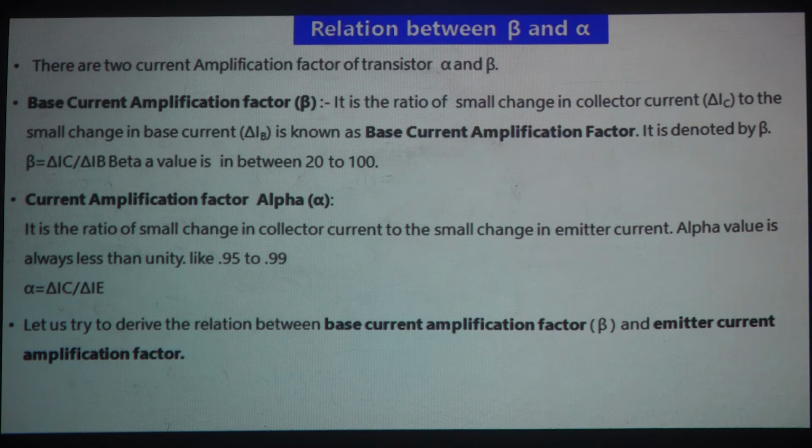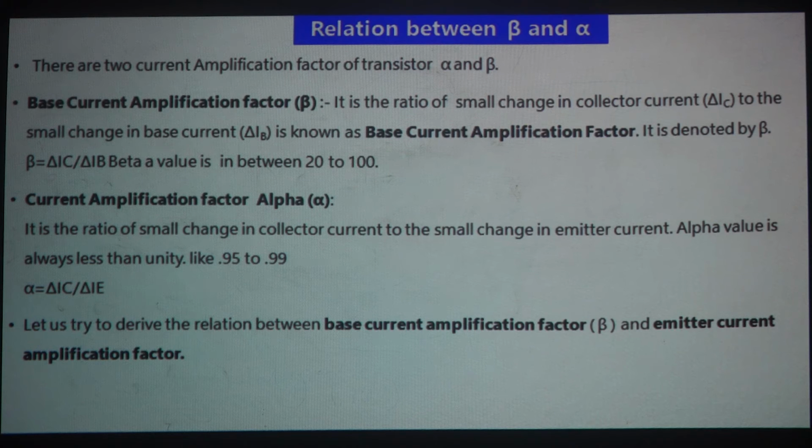Now the emitter current amplification factor, that is alpha. Alpha is defined as the ratio of small change in the collector current to small change in the emitter current. Alpha is always less than unity, that is 0.95 to 0.99, and it is defined in this fashion: alpha is equal to delta IC divided by delta IE.